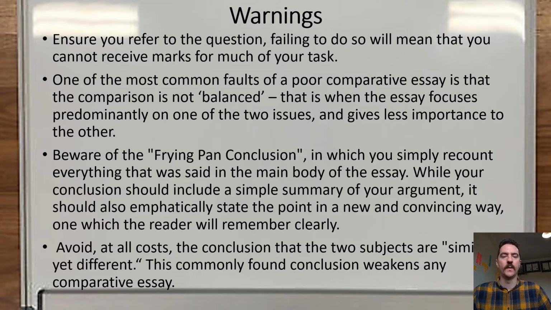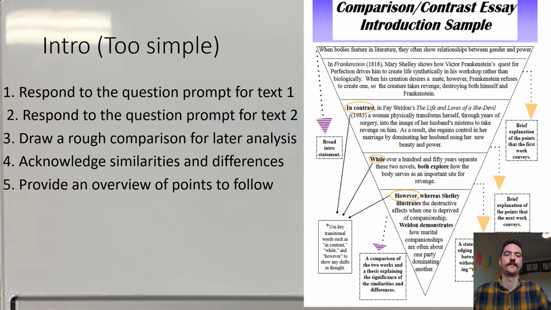Then we've got beware of the frying pan conclusion, which is basically where you just say everything you've already said. There's not too much need for that. Your conclusion can be quite short and quite simple. And at all costs, the conclusion should not find that they're similar but different. Hopefully throughout the essay you've shown different ways that your theme is different rather than simply saying that yes, they both are the same but slightly different. Try and actually by the end of your essay have a different set of topics explained.